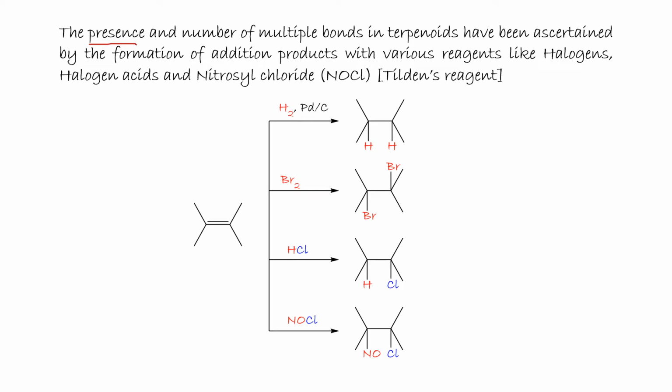The presence and number of multiple bonds in terpenoids have been ascertained by the formation of addition products with various reagents like hydrogen, bromine halogens, halogen acids like HCl, or nitrosyl chloride, Tilden's reagent. Well, if we have a double bond reacted with hydrogen in the presence of palladium on carbon, it will give the addition of 2 hydrogen atoms. Bromine will add Br.